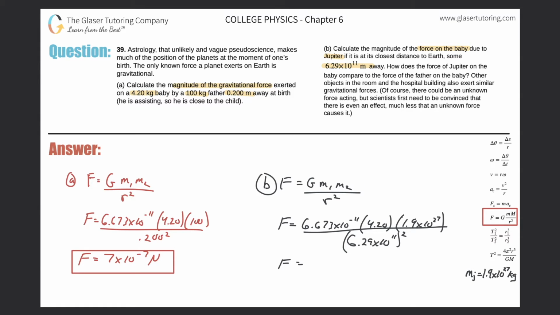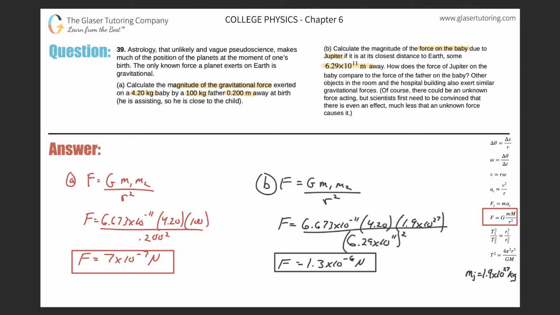So just throw this into the calculator now. 6.673 times 10 to the minus 11 times 4.2 times 1.9 times 10 to the 27th divided by 6.29 times 10 to the 11th squared. And we get a value of about 1.3 times 10 to the minus 6. And that's in terms of newtons.